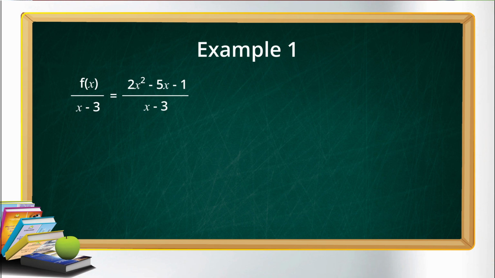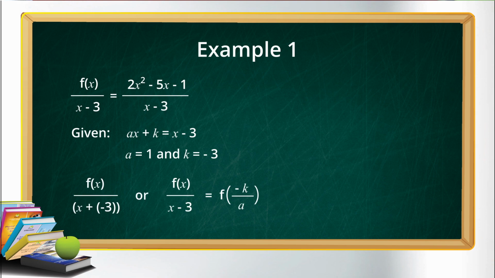Let's apply the remainder theorem to our example. When f of x is equal to 2x squared minus 5x minus 1 is divided by x minus 3, we don't need to do the division by long division to find the remainder. We just calculate f of 3. k is given as minus 3 and a is given as 1. The remainder can be found from f of negative k over a, which becomes f of 3 over 1, which is f of 3.